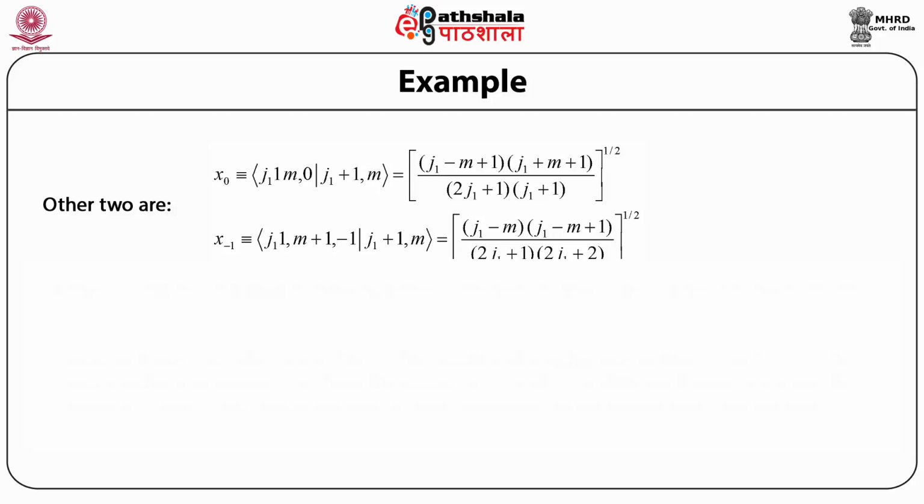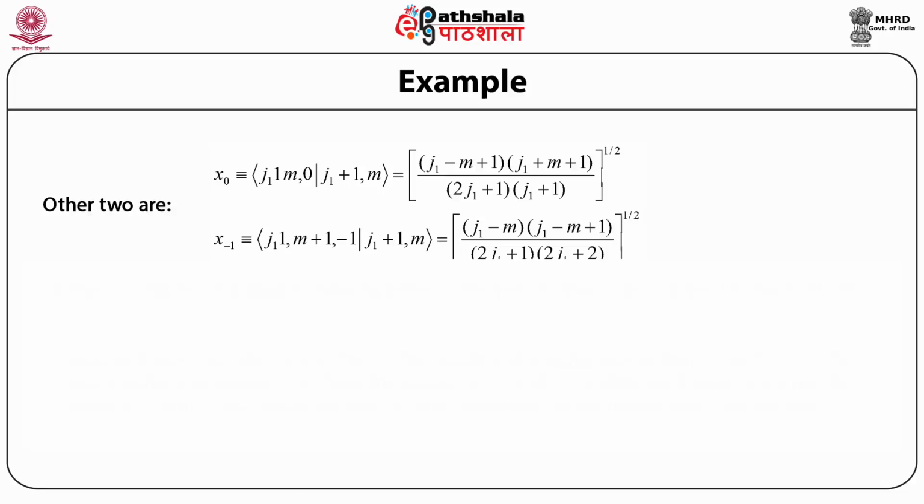Similarly, the second coefficient is given by x0, which is equivalent to the Clebsch-Gordon coefficient bra vector j1 1 m 0 ket vector j1 plus 1 m, and this is equal to under the root (j1 minus m plus 1) times (j1 plus m plus 1) upon (2j1 plus 1) times (j1 plus 1).